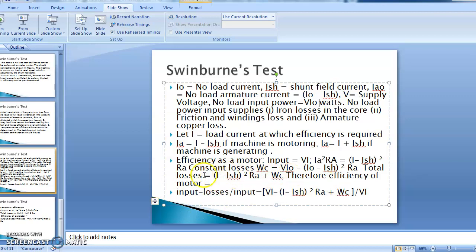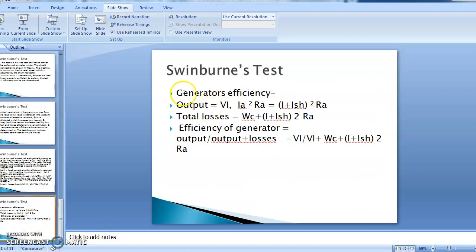This is the value of the total losses, and what will be the efficiency? Output by input, that is, input minus losses by input. So this is the corresponding efficiency, input minus losses by input, in case of motor. And similarly, this can be used for calculation of the generator's efficiency.